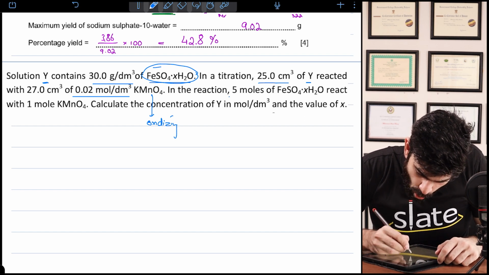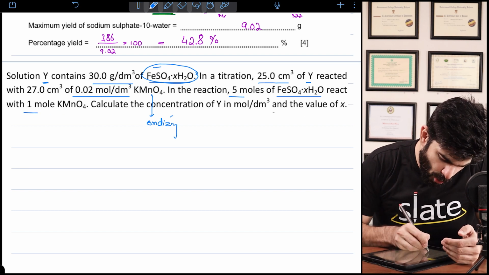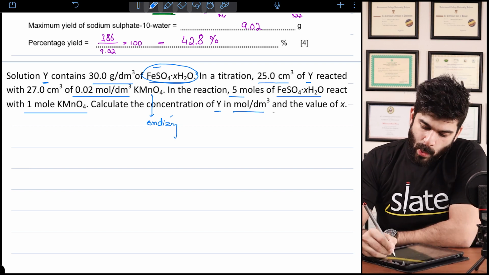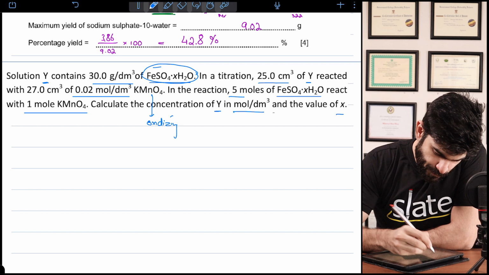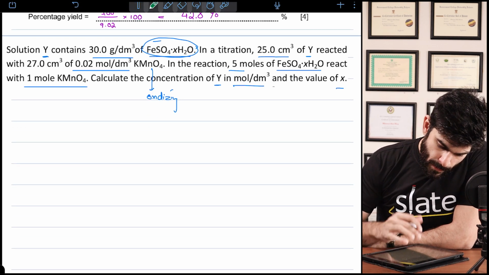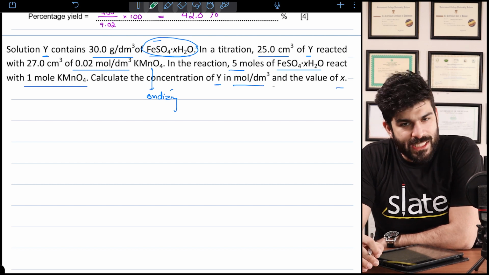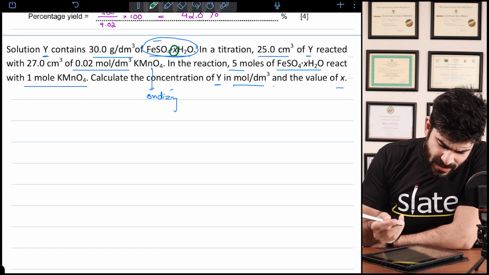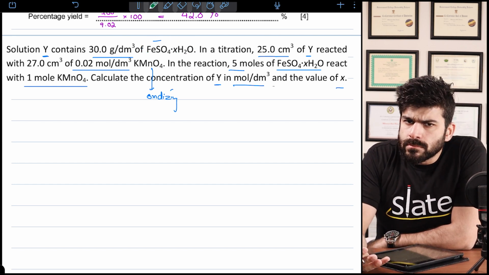In the reaction, 5 moles of iron sulfate, FeSO4·xH2O, react with 1 mole of KMnO4. Calculate the concentration of Y in mole per dm cube and the value of X. So let's see what's happening here. We do not have the equation. It's very difficult to calculate the equation here because we do not know the value of X. So obviously, with an unknown value of water, we cannot balance the equation.